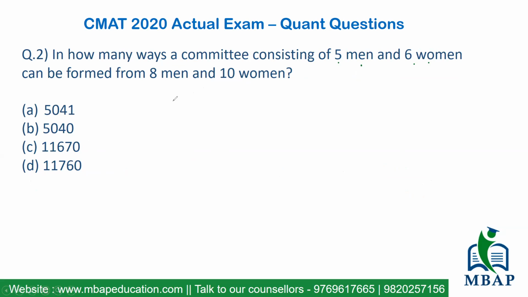How many women do you need? 6. In how many ways can you get 6 women out of 10? The answer will be 10C6. Similarly, what goes for men? You've got 8 men available and you have to select 5 of them. That's what we have got.